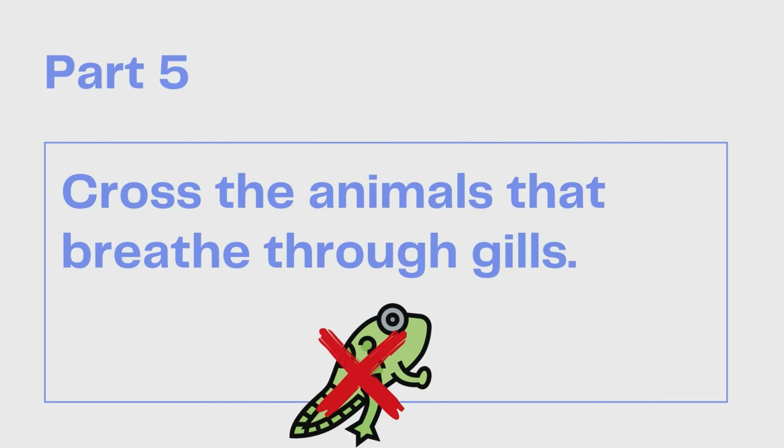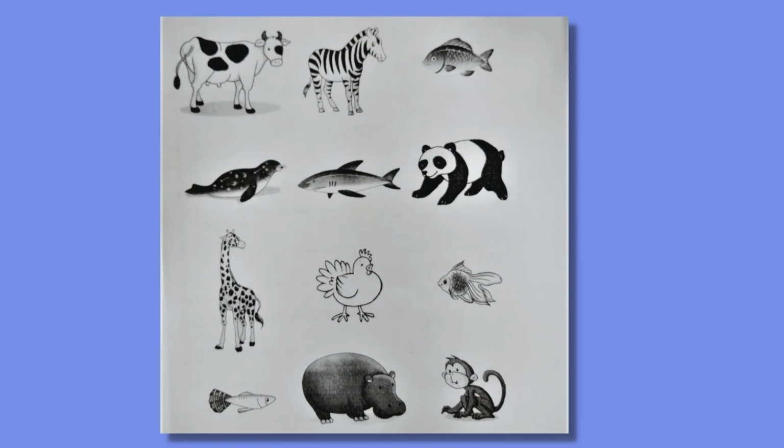cross the animals that breathe through gills. Cross the animals that breathe through gills, like this. You have to make a cross. Next, so choose your animal and make sure that you circle or you make an X on that animal.